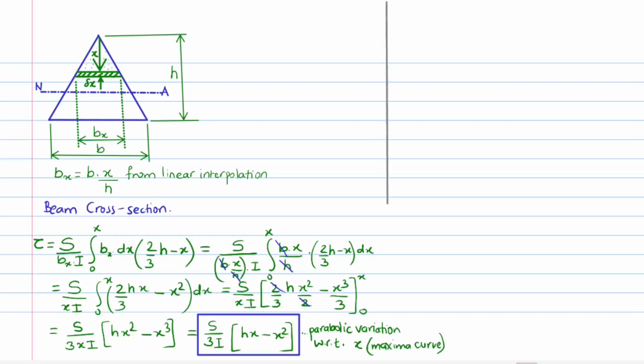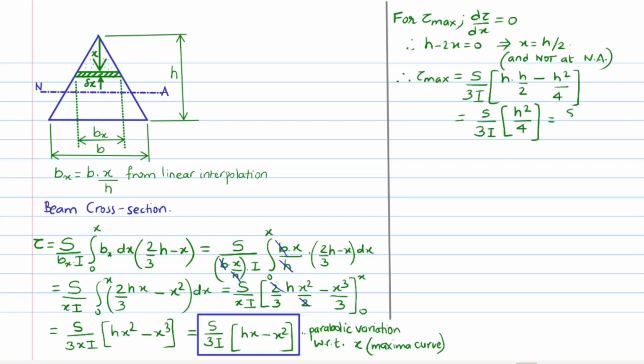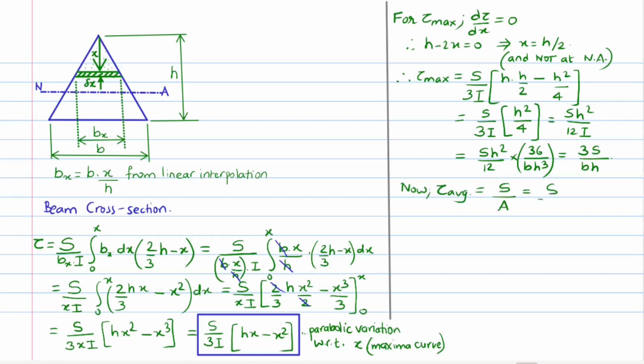For maximum shear stress, we take the first derivative with respect to x and equate to 0, leading to x equal to h over 2, that is half the depth. This is different from the rectangular and circular sections where the maximum shear stress was found to be at the respective neutral axis. Inserting x is equal to h over 2, we get the maximum shear stress as 3 times S over bh. The average shear stress acting along the transverse or cross section of the triangular beam is given by S over a half of b times h.